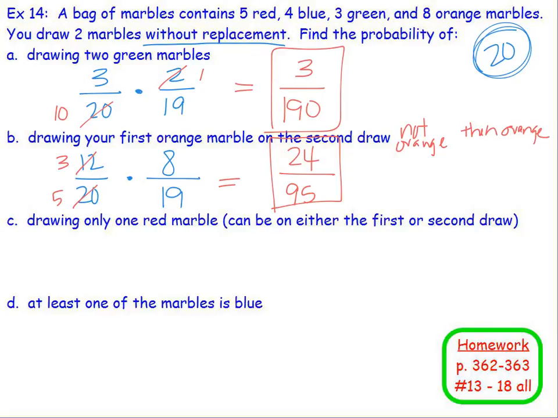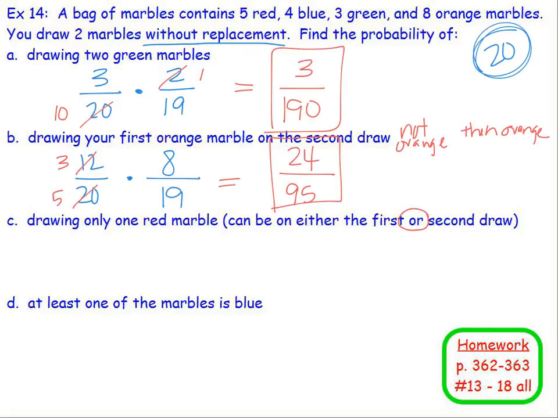Okay, so those were the two that I wanted you to try on your own. Let's look at the two that we're going to do together. What's the probability of drawing only one red marble? Notice, I gave a little hint there. It says it can be either the first or the second draw. There's an or. Or means that we're actually going to be looking at more than one case.